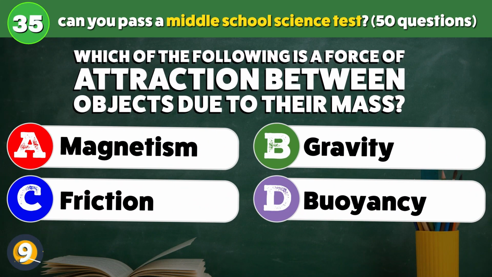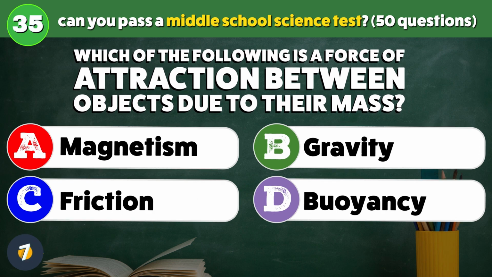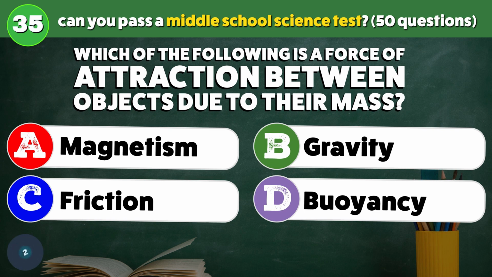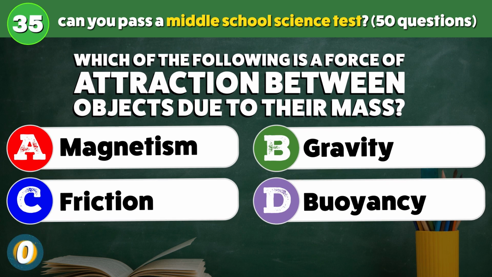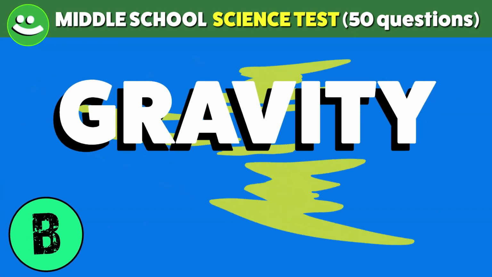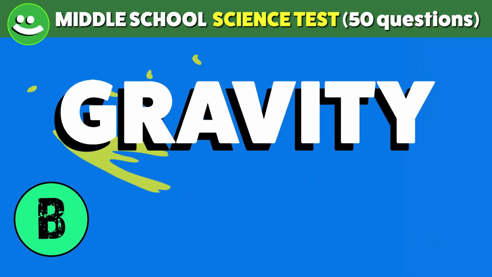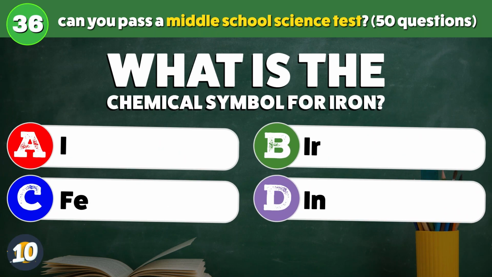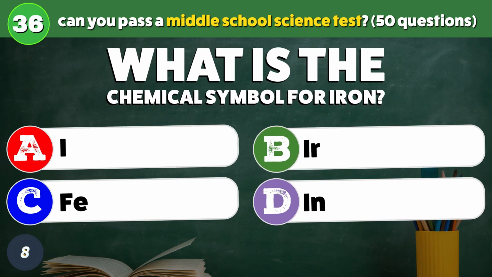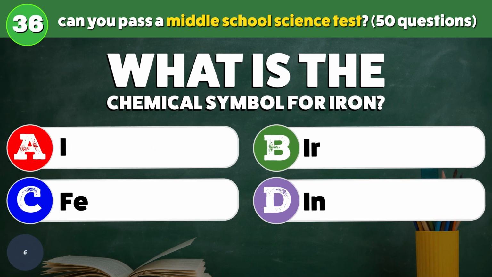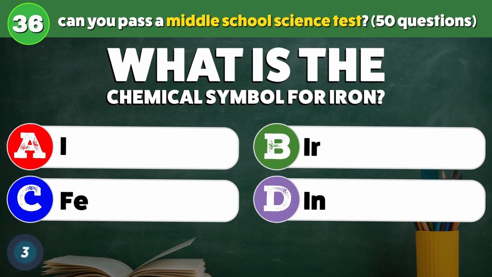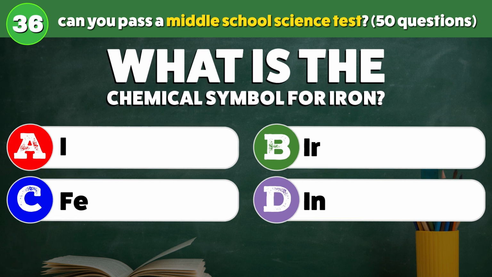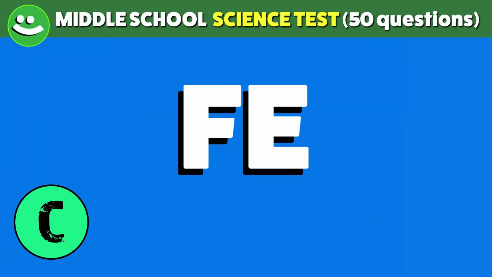Which of the following is a force of attraction between objects due to their mass? Is it magnetism, gravity, friction, or buoyancy? It's gravity! What is the chemical symbol for iron? Is it I, IR, FE, or IN? It's FE.